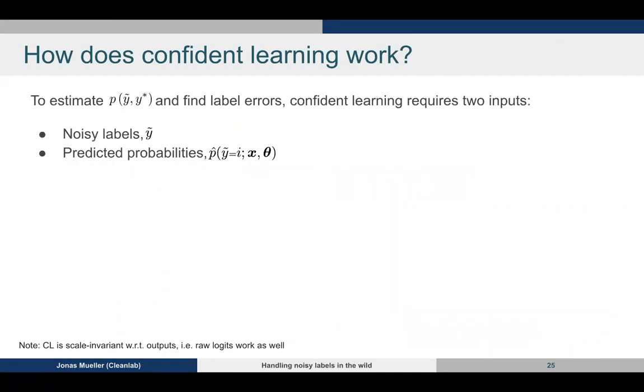And so all we really need are the original given labels in the data set and the predicted probabilities from an already trained machine learning model. And one key thing here is that we want these predicted probabilities to be held out, like out of sample predicted probabilities. So we'll typically train the model using cross-validation so that you're able to get a held out probability estimate for each data point from a copy of the model that was never trained on that data point, just to avoid overfitting.